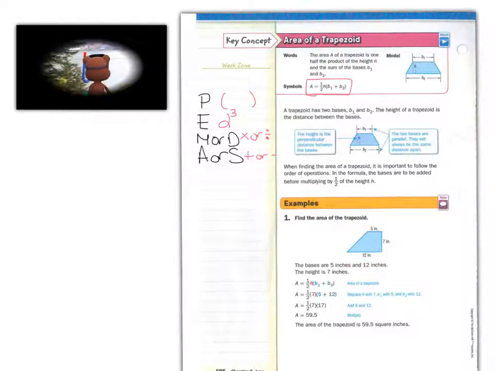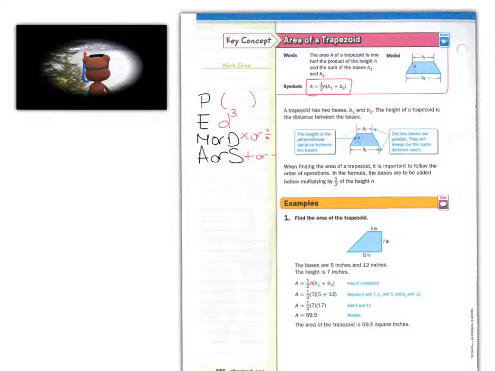So plug in all of the information into the formula. So we would write area equals 1/2 times the height times B1 plus B2. So B1 plus B2 is 5 plus 12. The height is 7, and then we multiply by 1/2. So here we have 1/2 times 7 times 17, where we got 17 by adding 5 plus 12.